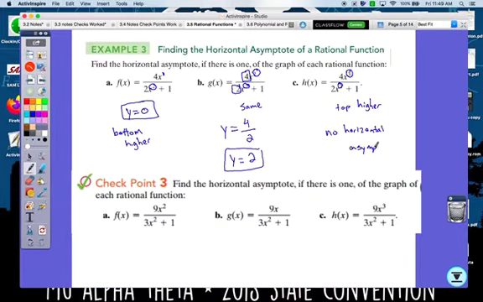All right, so go ahead and pause it real quick. Try the checkpoint. All right, hopefully you figured those out and paused it and come back. So on this one, you have y is equal to 3 because the top and bottom are the same, and 9 divided by 3 is 3. For B, we have y is equal to 0 since the denominator is bigger. And on C, we have no horizontal asymptote.